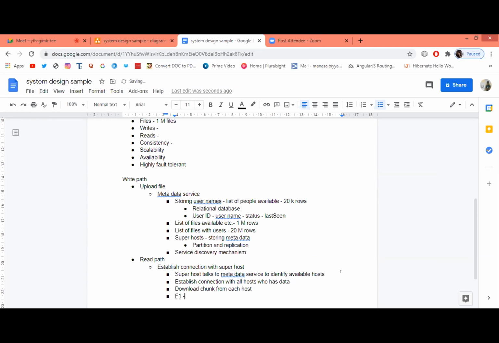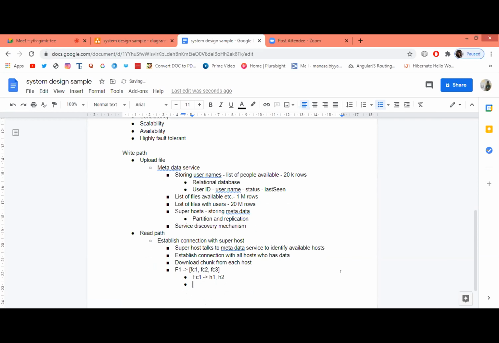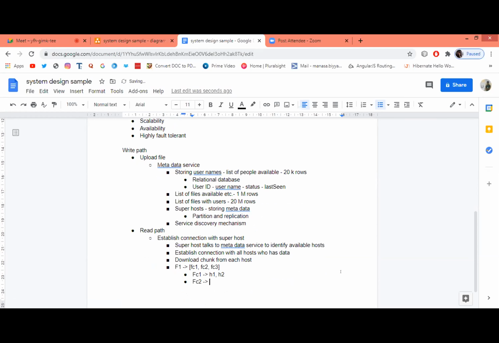Okay. So let's say this is my file and it's divided into multiple chunks: FC1, C2, C3. Let's say FC1 is available in host 1, host 2. FC2 is available in host 2, host 3, and FC3 is available in host 1, host 3.